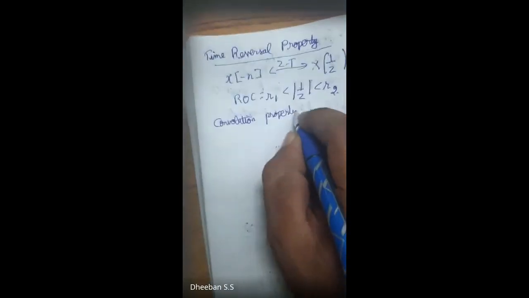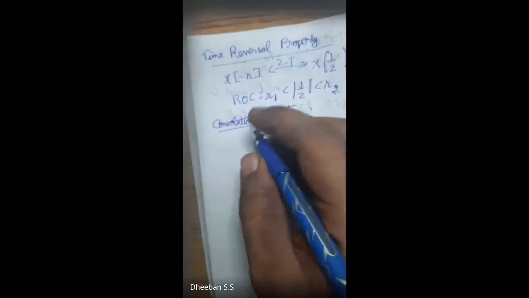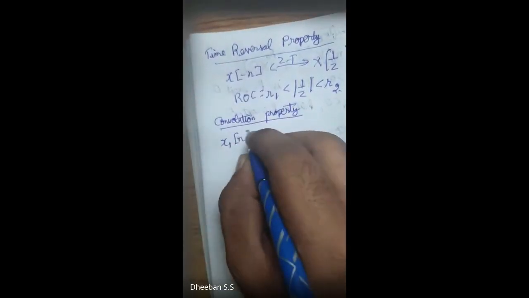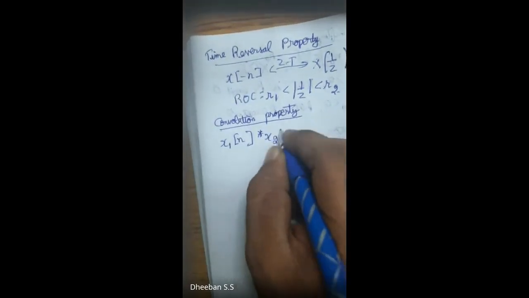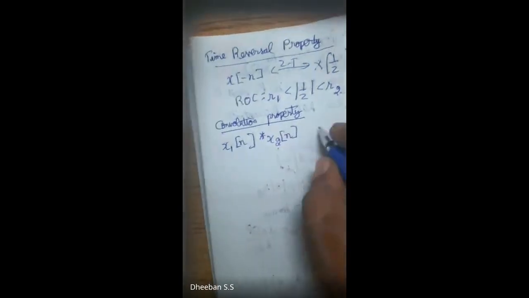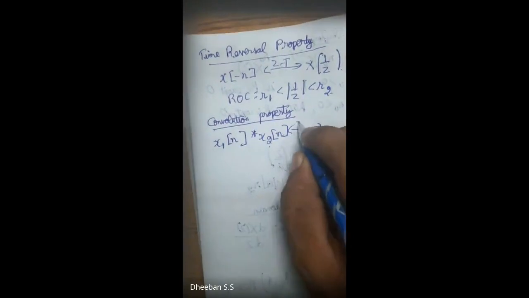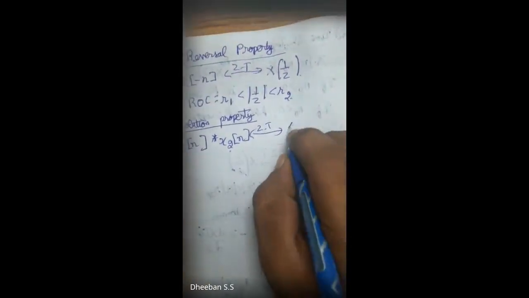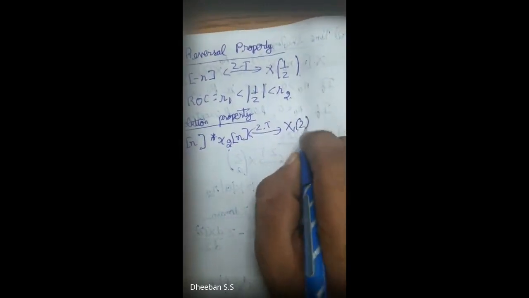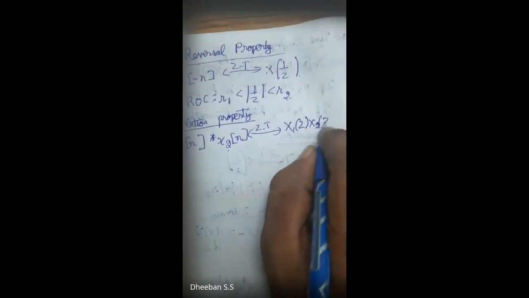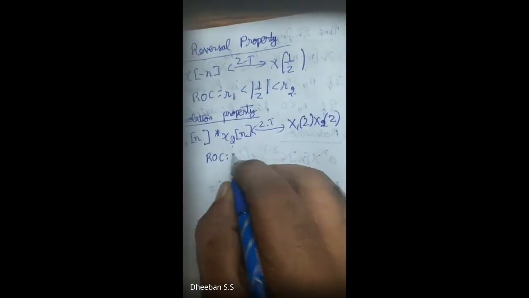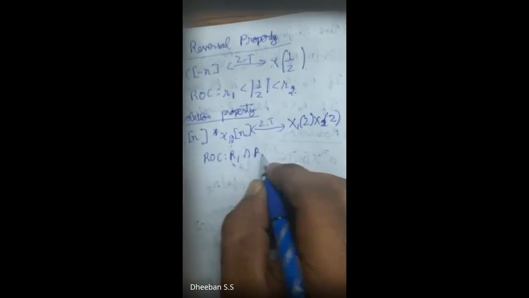This is what we dealt with in the previous example. x1 of n convolved with x2 of n, take the transform, we will get x1 of z times x2 of z. So the ROC is similar to the linearity property, R1 intersection R2.